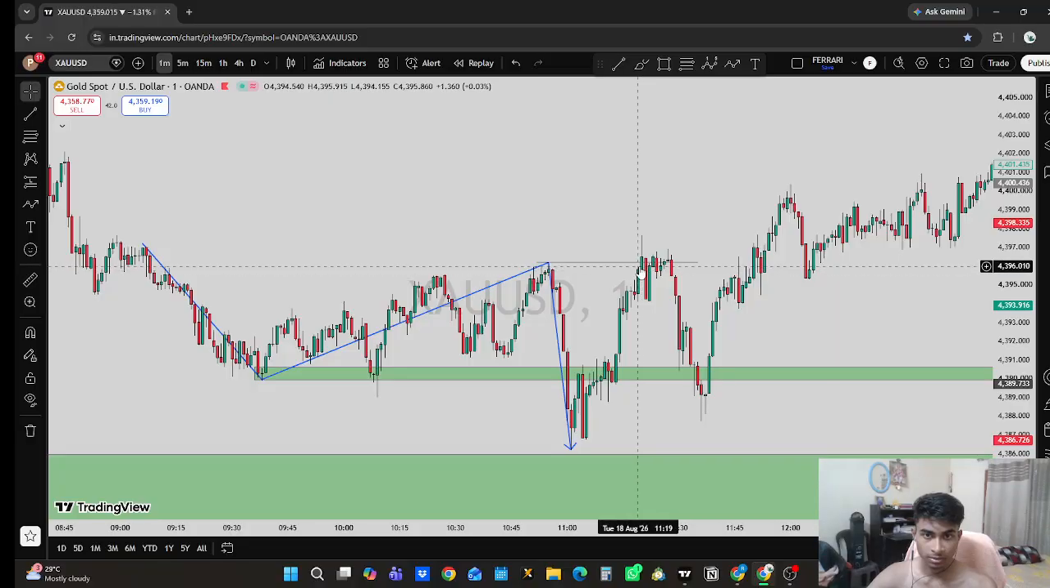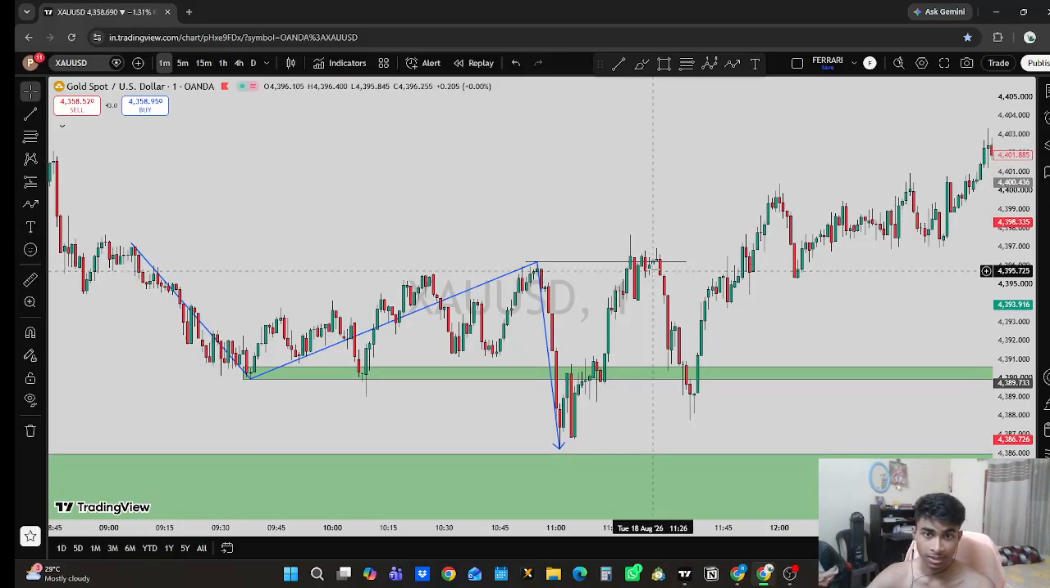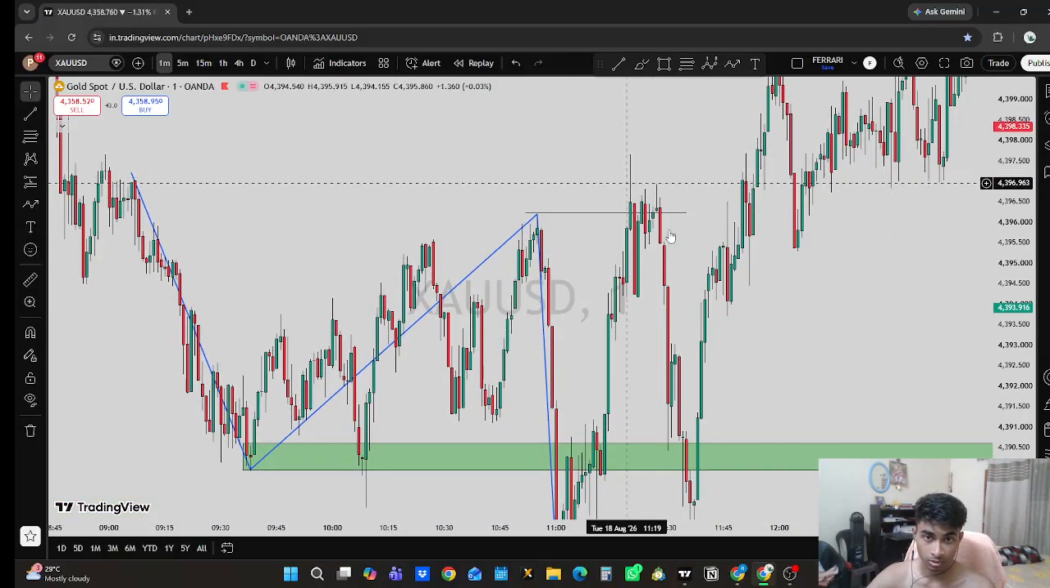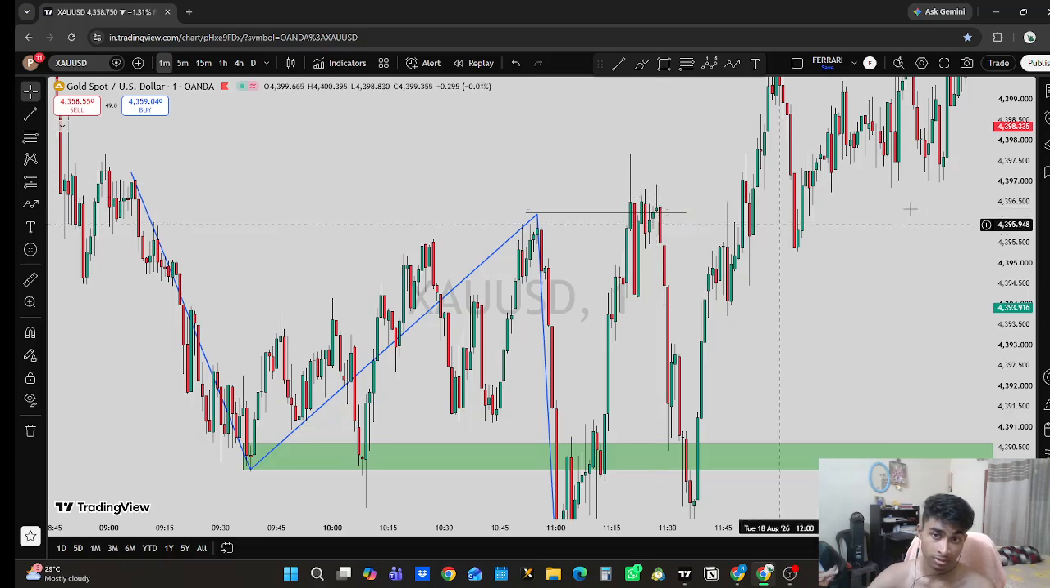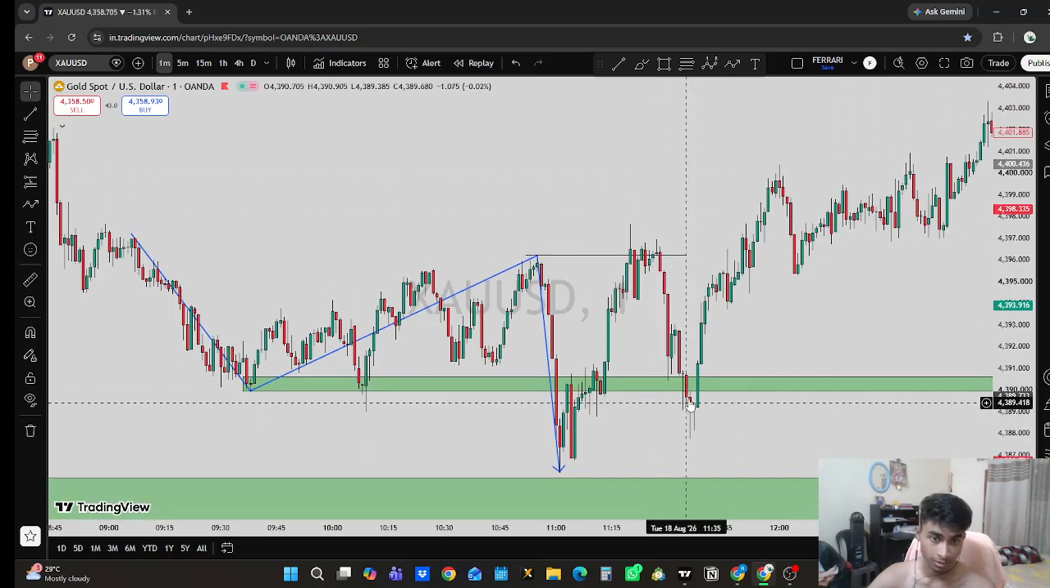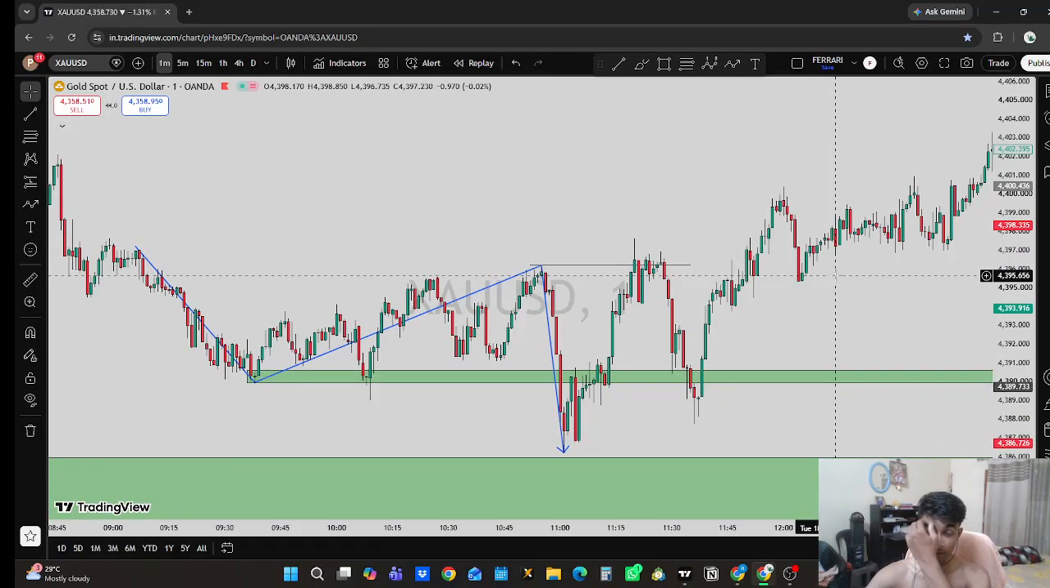And I won't consider this as a change of character because as you can see right here, it gave a breakout, but then it rejected. So this is a fake breakout. Then again it gave a breakout and rejected. This is a strong resistance level. Then again it tried to break out, but there's a big resistance, and it gave a hard fall.